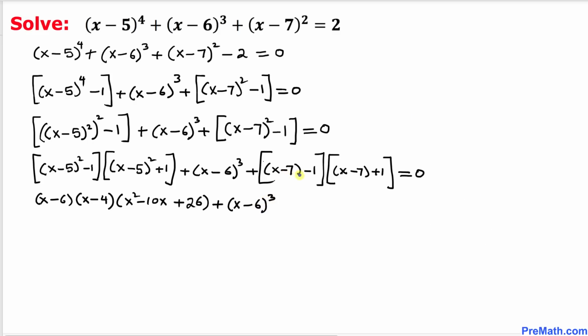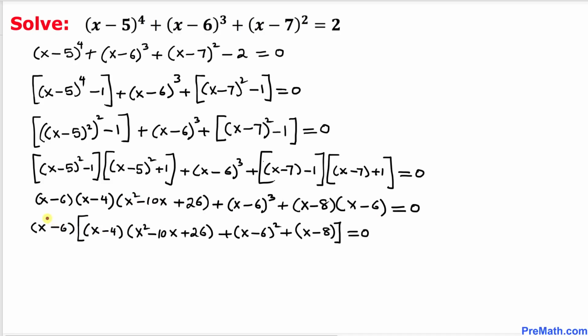Now let's focus on this bracket, x minus 7 and negative 1. So x minus 7 minus 1 is going to give us simply x minus 8. And likewise over here, x minus 7 plus 1 is going to give us x minus 6 equals 0. And now in this next step, we can see that x minus 6 is in common among all these three terms.